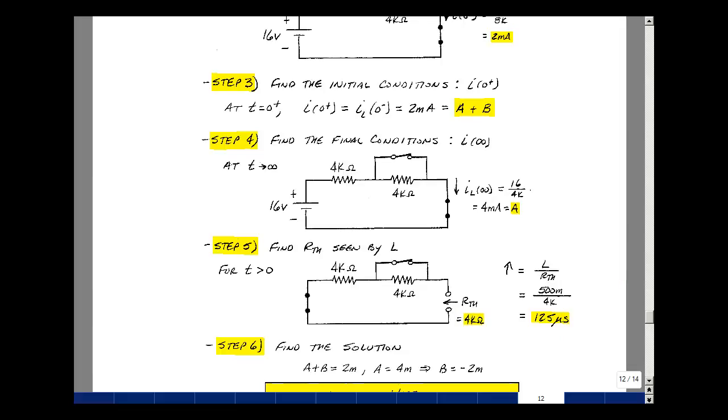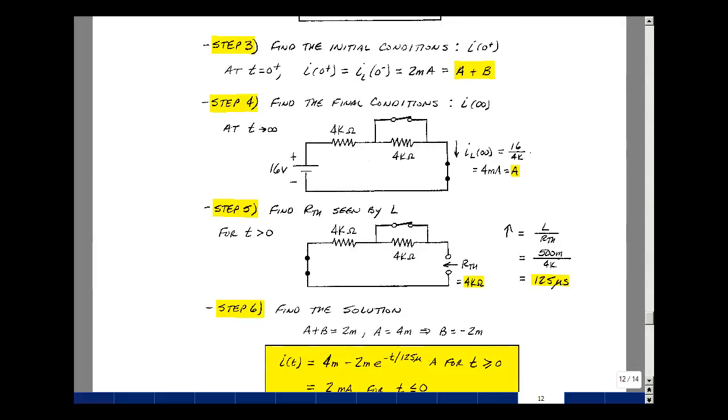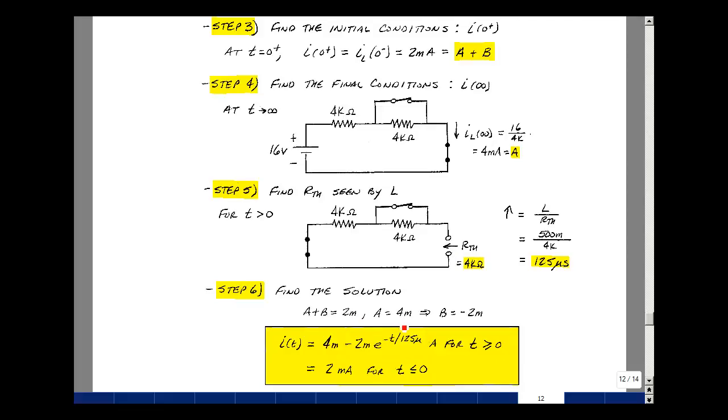Then lastly, put it all together and find the solution in step 6. A plus B was 2 milliamps. A was 4 milliamps, so B must be equal to minus 2 milliamps. I of t is A plus B times e to the minus t over tau. 4 milliamps minus 2 milliamps times e to the minus t over 125 microseconds. And the units are amps.